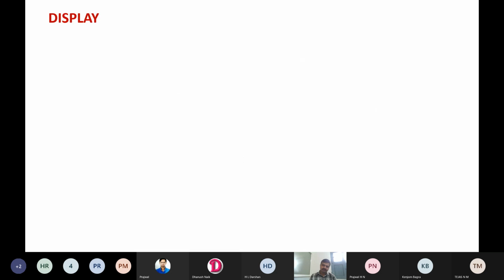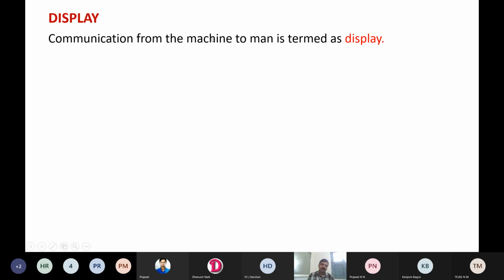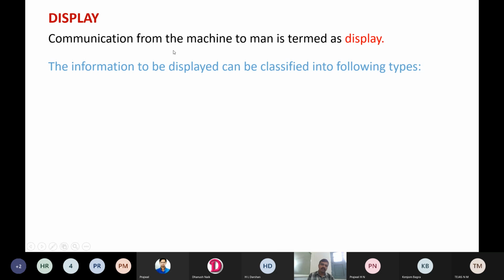Next, display. We know the role of display in man-machine interface. Display is going to communicate with man. Communication from the machine to man is termed as display. The information to be displayed can be classified into the following types.